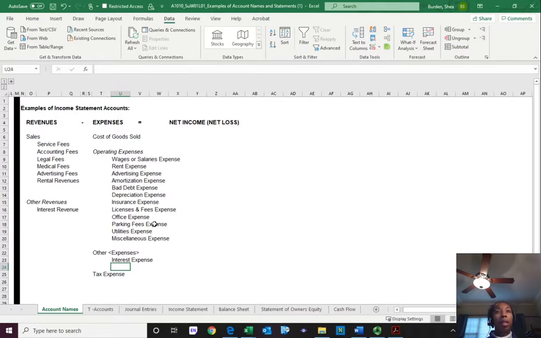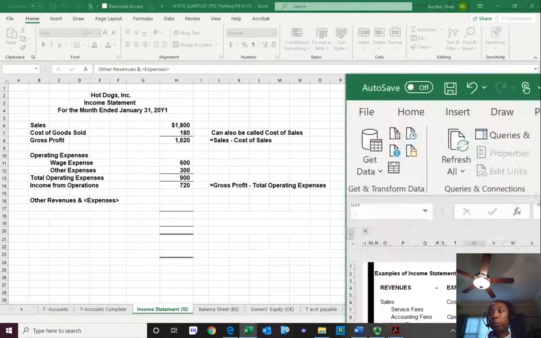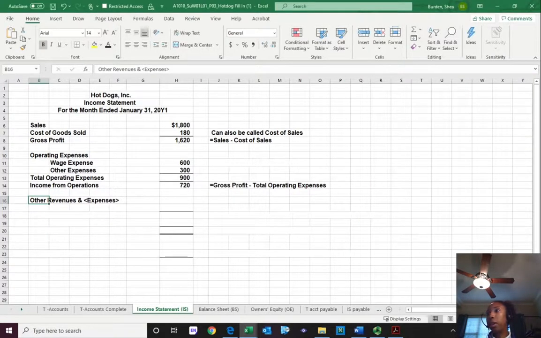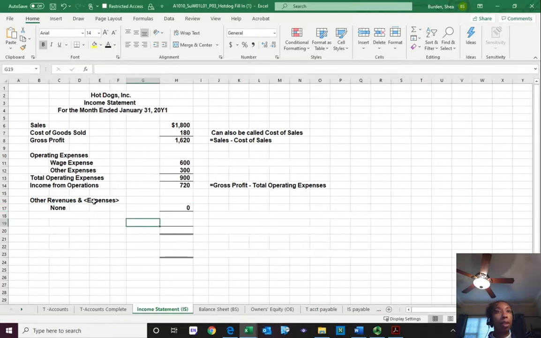Okay, so in this situation, we don't have any interest revenue or interest expense, so we are good to go in terms of having none. So I'm going to put none. In a normal situation, if you have nothing there, you can just put 0. You don't have to put the line there.